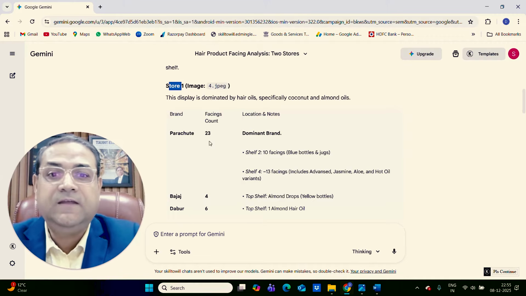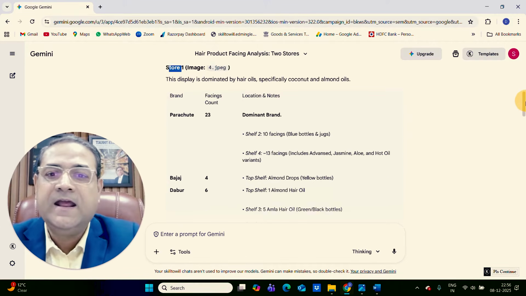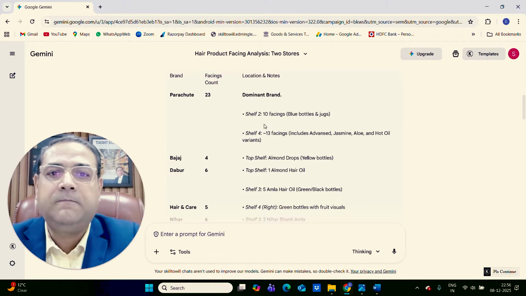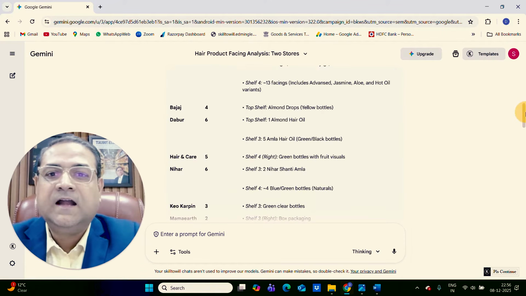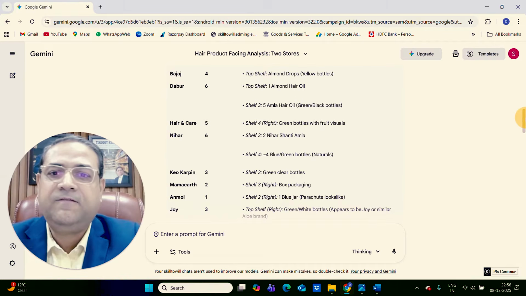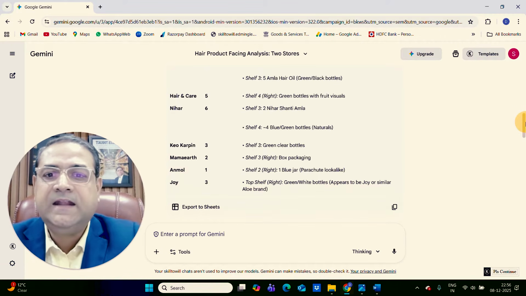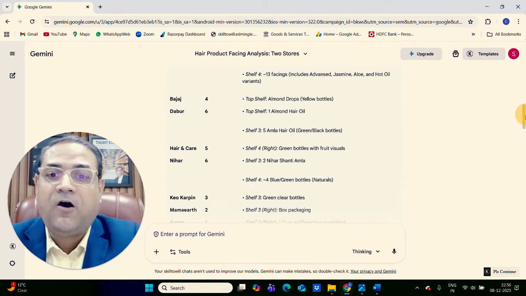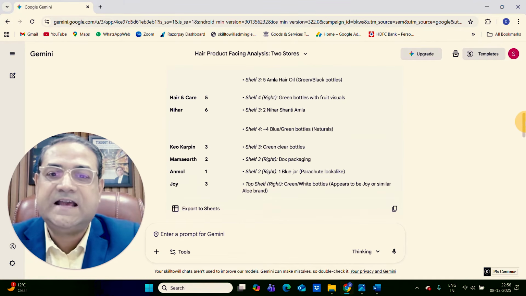Parachute has got 23 facings. This is the dominant brand, and it has already given shelf number 2, 10 facings. Then it has also given the SKUs, bottles and jugs. Shelf 4, Bajaj 4 facings, Dabur 6, Hair and Care 5, Nihar 6, like that. It has given the number of facings, which is excellent.